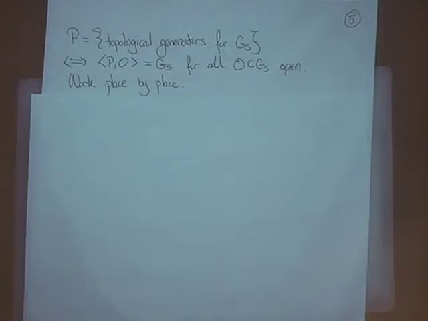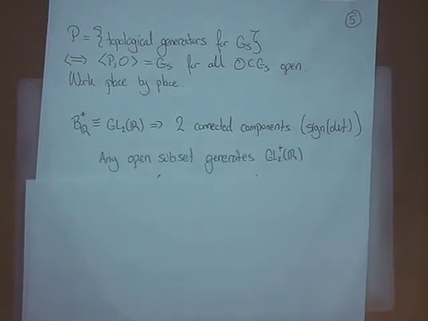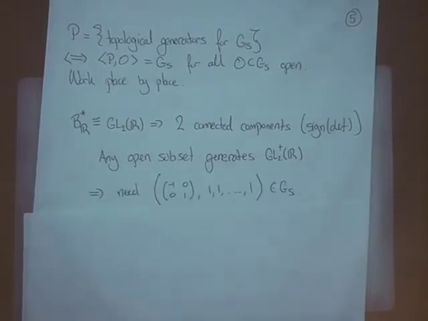So I'm going to generate this place by place. In our case, this is not so bad to do. Let's assume that B_R star is GL2(R). GL2(R) has two connected components, determined by the sign of the determinant. If you take an open subset, the subgroup it generates contains an open neighborhood of the identity, and that generates the whole connected component of the identity, because you get a transitive action and you've got the full dimension. So at worst, you need this element.